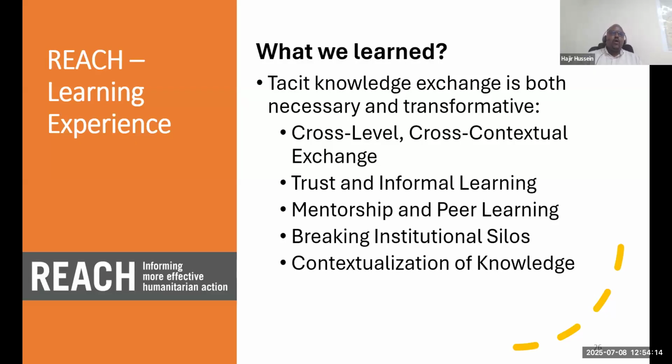Let me come to what Reach gained from the learning experience. What we learned: tacit knowledge exchange is both necessary and transformative. Cross-level, cross-contextual exchange, trust and informal learning, mentorship and peer learning, breaking institutional silos, and the contextualization of knowledge. I think those are the few points we came up with from the learning experience of the Tacit workshop. Next slide, please.